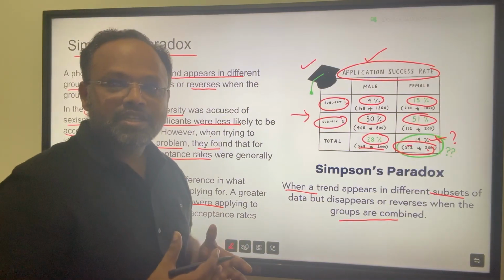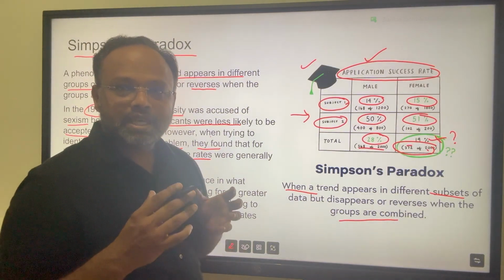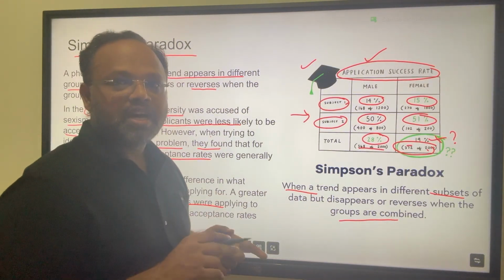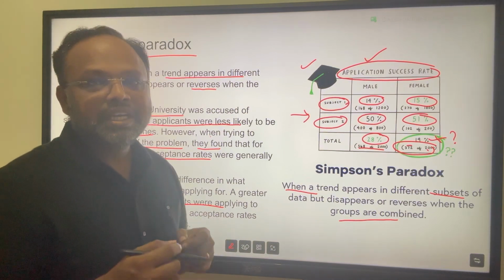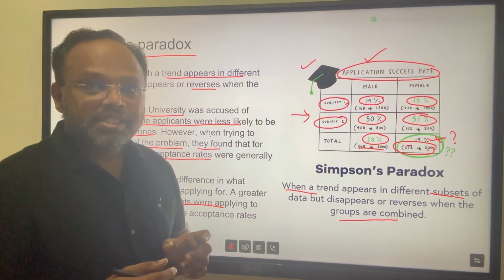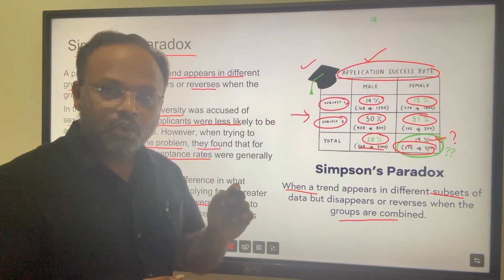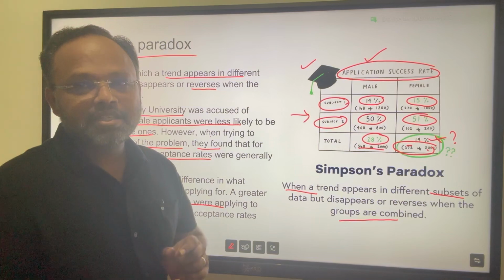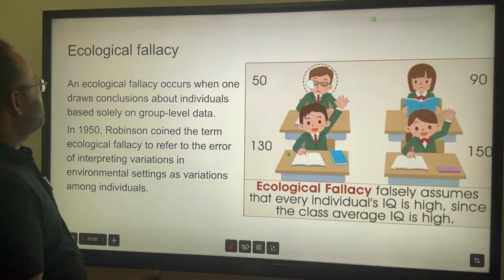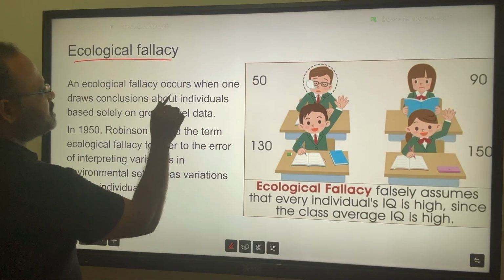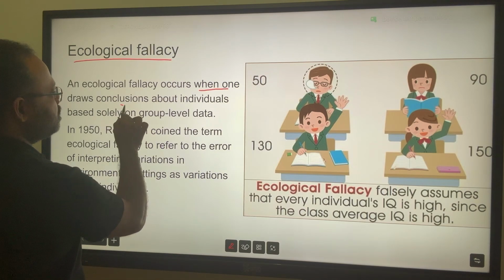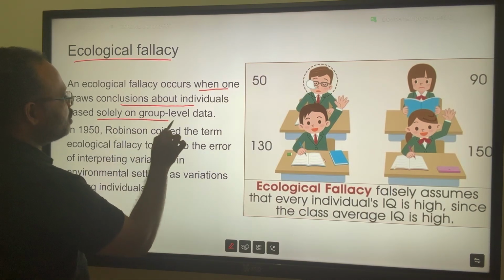So this tendency of a trend appearing within a group but disappearing or reversing within the subgroups is called Simpson's paradox. Now this is different from ecological fallacy, where Simpson's paradox is between group and subgroups, ecological fallacy is between groups and individuals. So ecological fallacy occurs when somebody draws conclusions about individuals based solely on group level data.